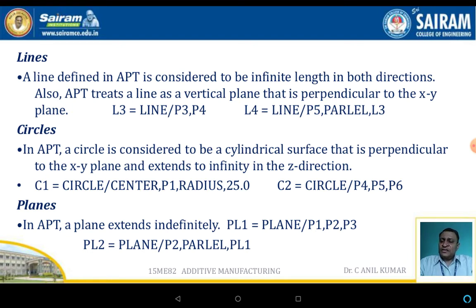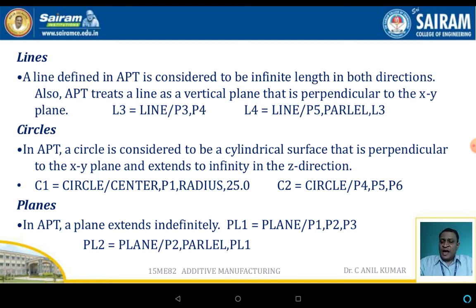Now here in the geometric statement L3, as we know, the line is defined by two points, which are P3 and P4. P3 and P4 should be defined in the previous statement, and the line joining the points P3 and P4 is L3. L4 is a line which is parallel to L3 and passes through P5.